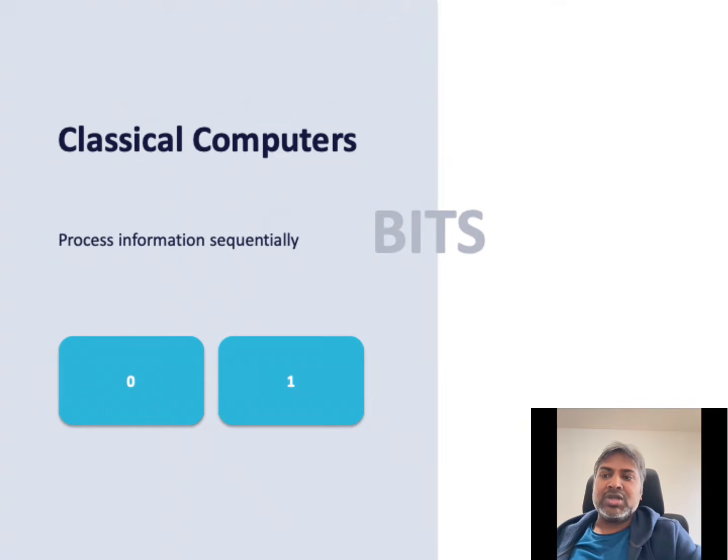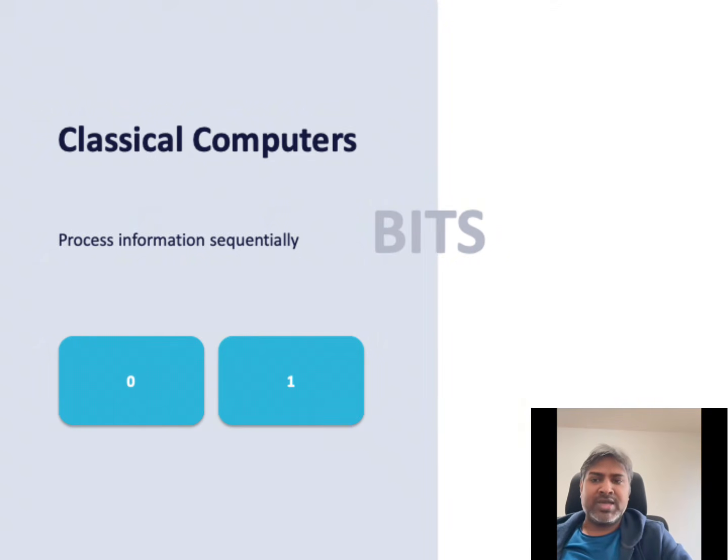What is a classical computer? All the computers that we use today are called classical computers. They operate on bits. A bit can have only one value at a time, either 0 or 1. Because of this limitation, a classical computer processes problems sequentially, checking one possibility after another.